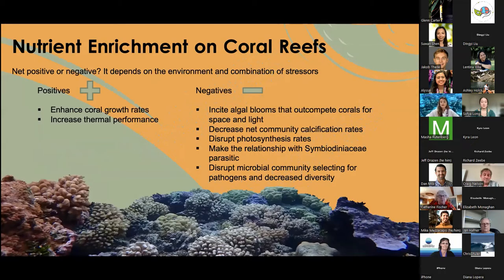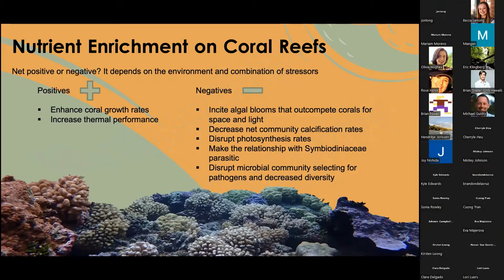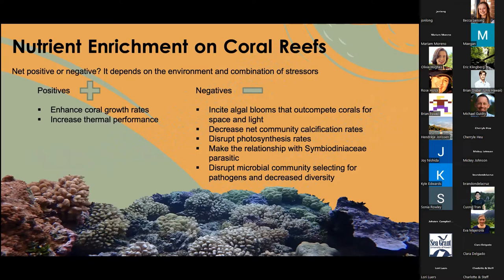Because submarine groundwater discharge is characterized by high nutrients, it's important to understand how these nutrients affect coral reef ecosystems. So are these a net positive or a net negative? And the answer is, it depends on the environment and the combinations of stressors coalescing in that environment. Corals are animals that live within oligotrophic or low nutrient environments, so they require nutrient input to sustain their organisms. Some of the positives found of nutrient enrichment on coral reefs is that it enhances the coral growth rates and it can increase thermal performance.